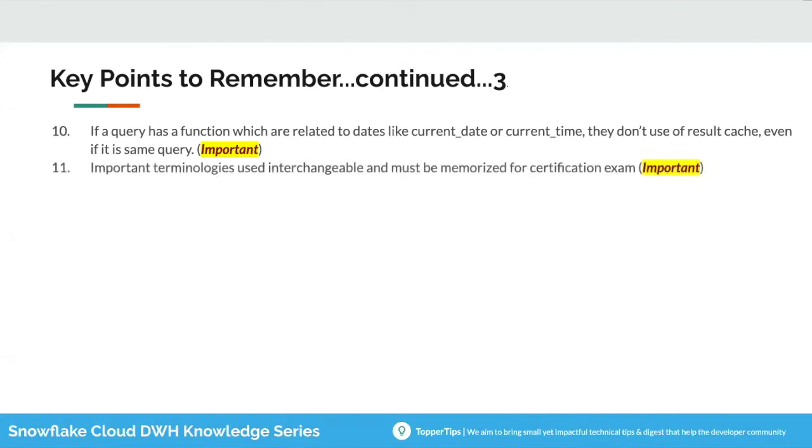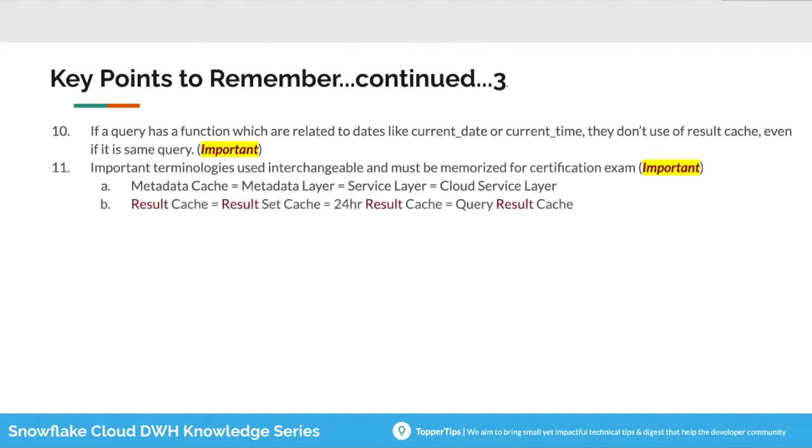Important terminology is used interchangeably and must be memorized for the certification exam, which I found one of the most confusing things when the question is asked in the exam. The metadata cache is also called the metadata layer, sometimes the service layer, and sometimes it is referred to as the cloud service layer. Result cache, result set cache, 24-hour result cache, query result cache. In all these cases, result would be the common word which appears.